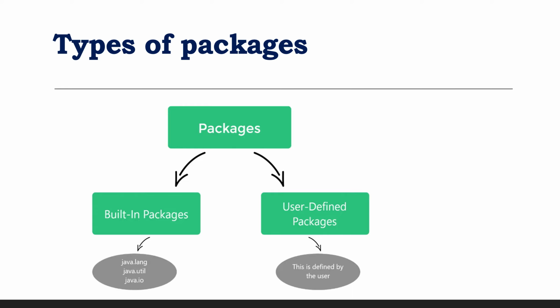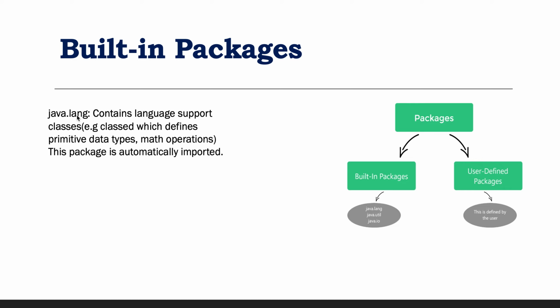If you see how Java has organized this, java.lang, java.util, java.io, it means Java is the super package, and inside Java there are again sub packages like lang. This package contains all the language related classes. Java.lang contains the language support classes, organized in a beautiful manner. By looking at the name itself, java.lang, we understand that this package contains language support classes, that is, classes which define the primitive data types and math operators. This package is automatically imported when we define any class.